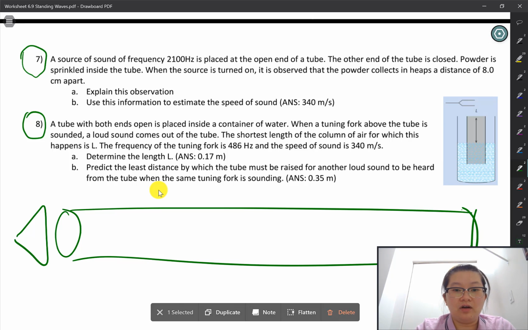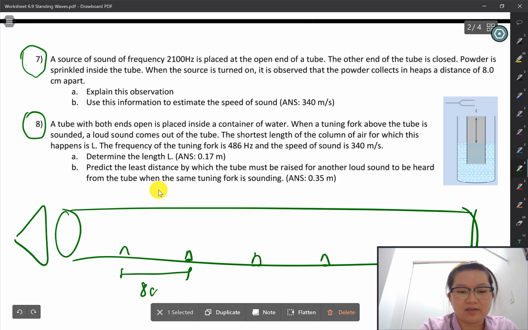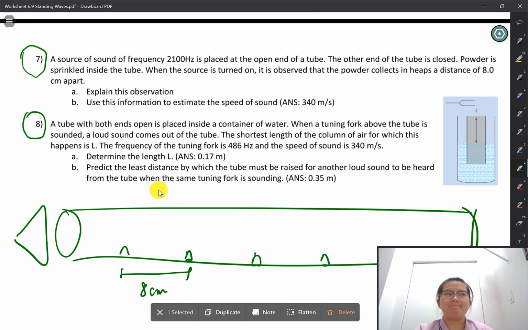When the source is turned on, it is observed that the powder collects in heaps at a distance of 8 centimeters apart. So you get a heap here, you get a heap here, you get a heap of sand. Is that sand? Powder, whatever it is. And this is 8 centimeters apart. Okay, explain this observation. So what is happening here is this has to do with, again, standing waves.